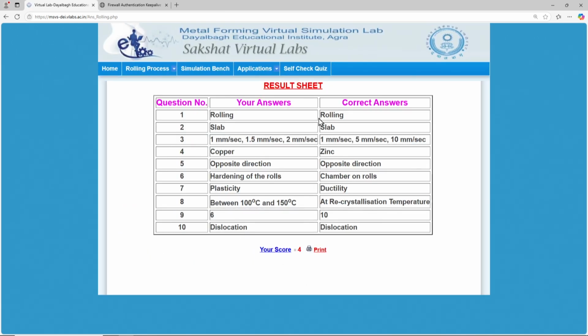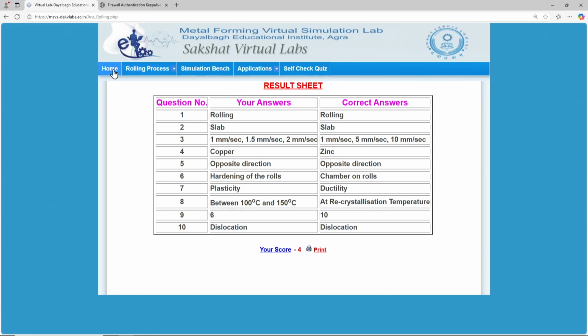The answers which were not correct are corrected in the third column here, you can see. You can go through the self-help quiz here. So these are very basic simulations that show you the varying temperature, varying strain, varying forces which are there.